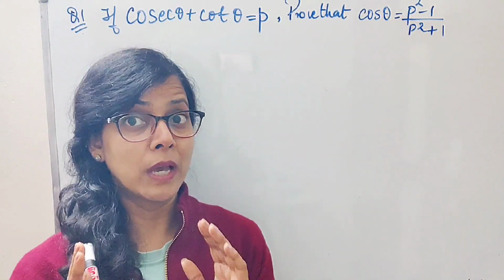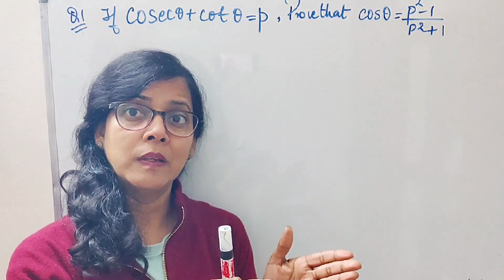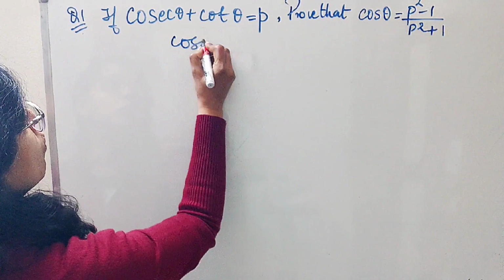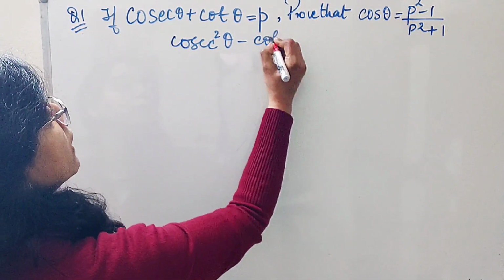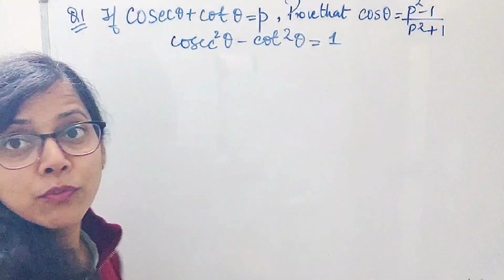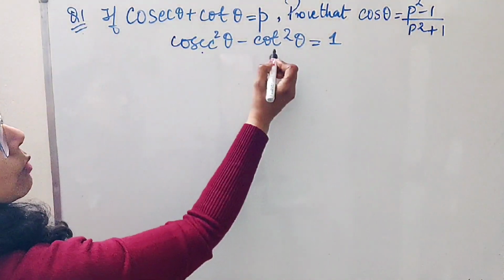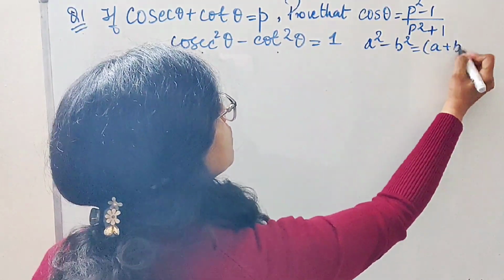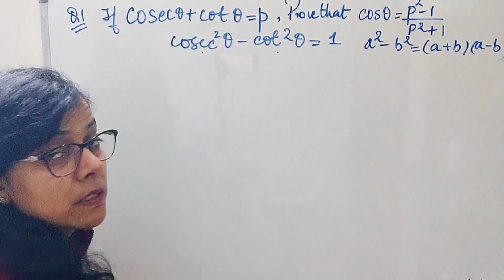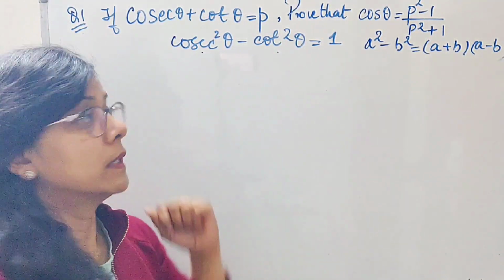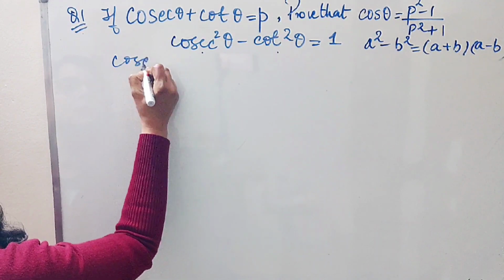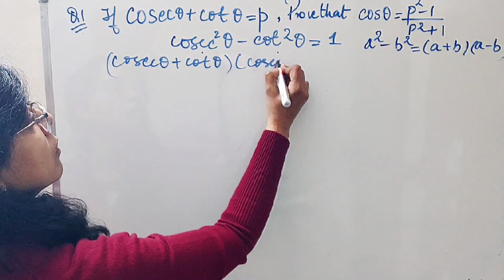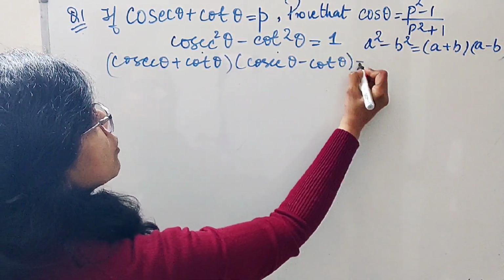So what we have to do is use the identity in which there is cosec theta and cot theta. Which is that identity? That is cosec square theta minus cot square theta is equal to 1. So we'll start from here. Now this is a square minus b square. We know that a square minus b square is equal to a plus b, a minus b. This is again an identity of polynomials. So we will apply this here. So this will become cosec theta plus cot theta, cosec theta minus cot theta is equal to 1.